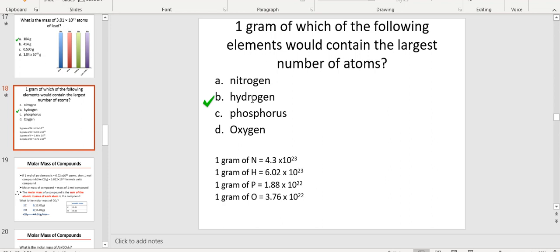Conversely, nitrogen has a molar mass of 14, hydrogen 1, phosphorus 32, oxygen 16. Which one would have the least amount of atoms? Well, you have to go with the one that has the largest molar mass, which would be that one there.